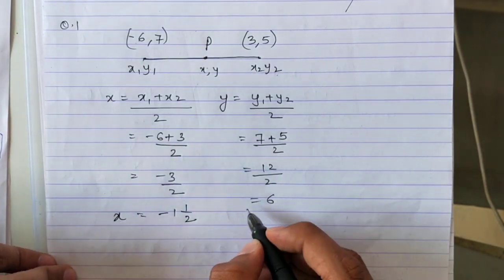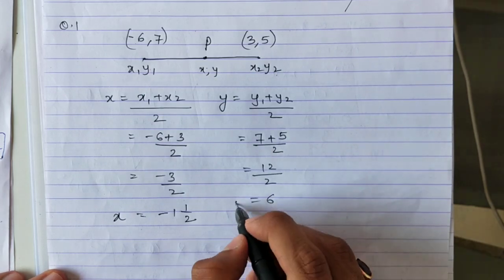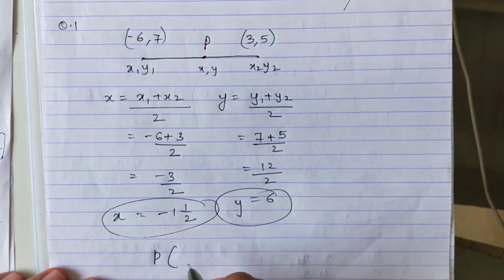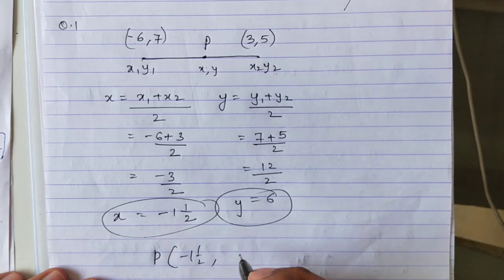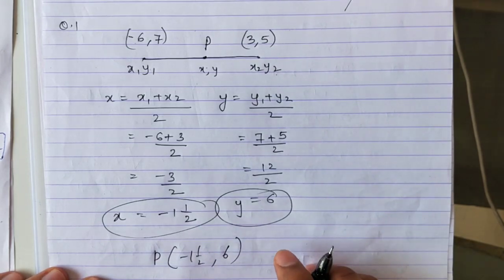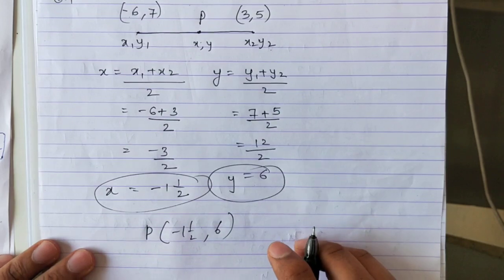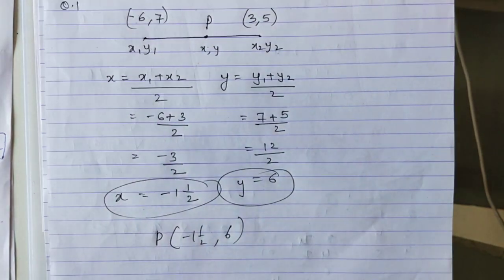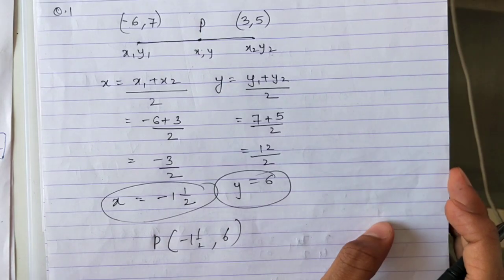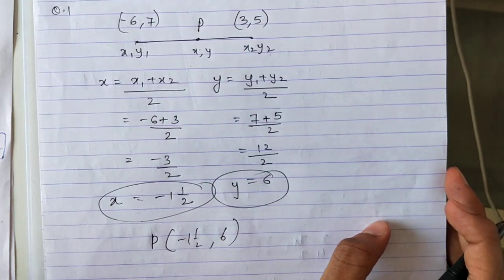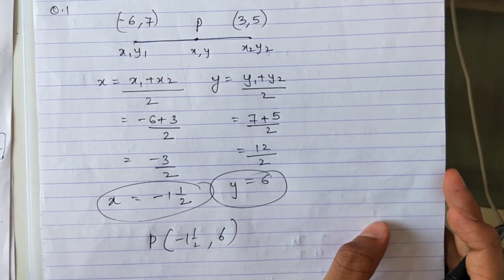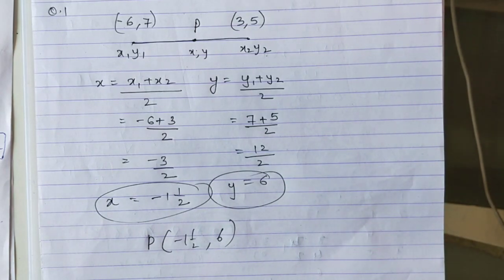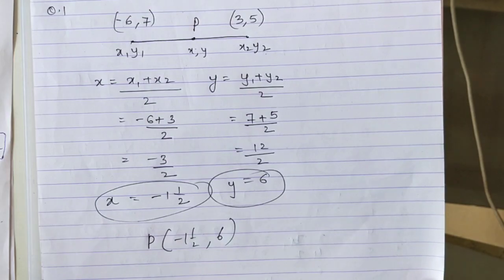So I got the value of x as well as y. In the final answer you have to write, therefore point P is (minus 1 and a half, 6). Understood? Very easy. Now a few variations will come, but this is the basic understanding of the exercise. I hope you have done it. Copy the question with the answer.